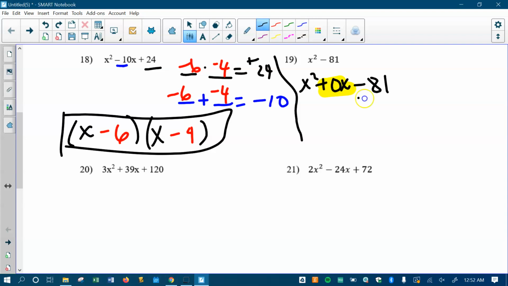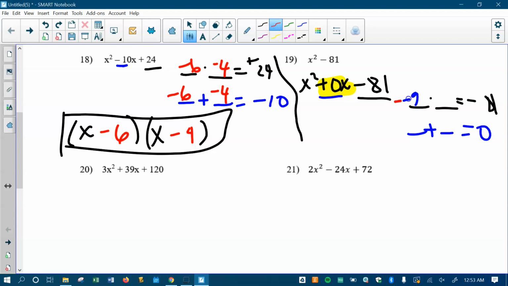I'm going to need a number times a number to equal negative 81. I'm also going to need a number plus a number that's going to equal 0. And let me see here. A number times a number. I think it's going to be negative 9 and 9.